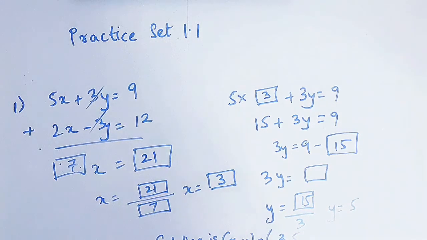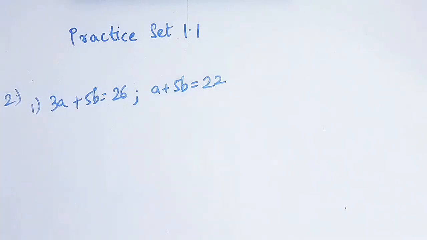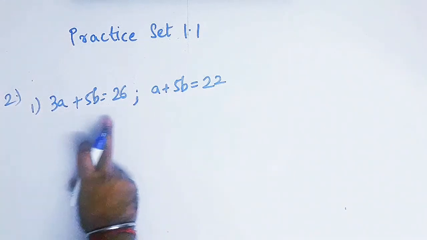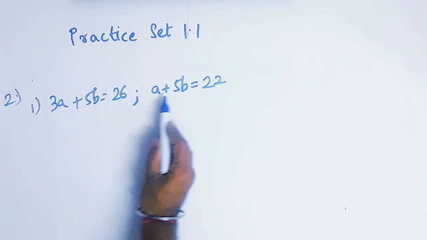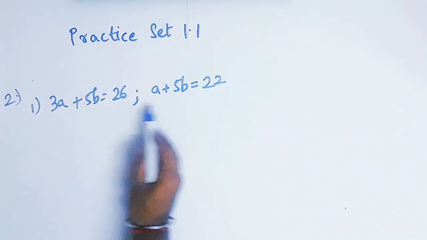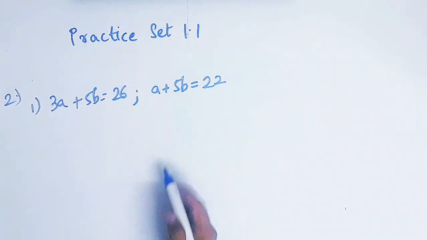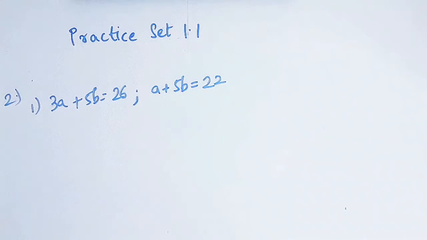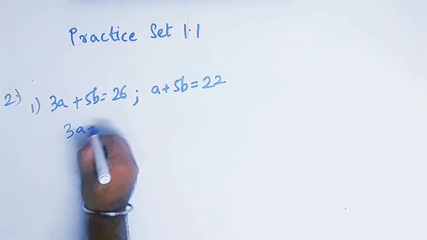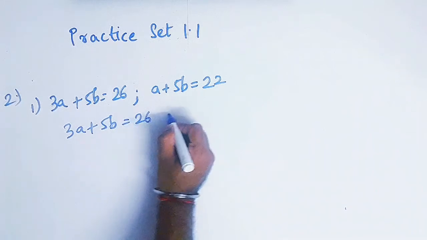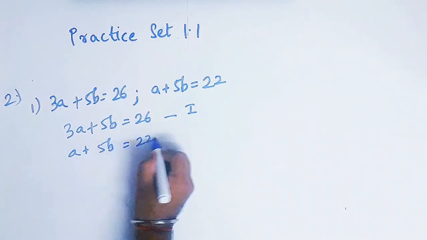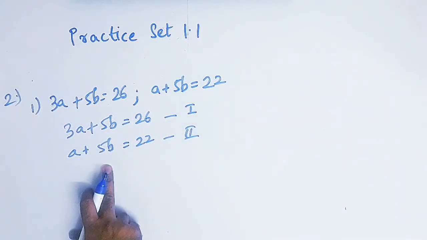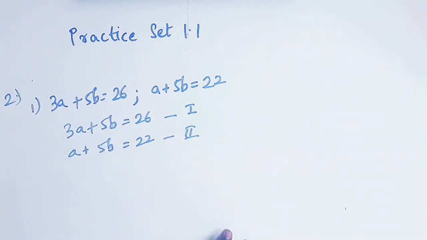Now let us begin with question number 2. The first one says that 3a plus 5b equals 26 and a plus 5b equals 22. Now you can see here we have plus 5b and plus 5b. If we add them, it will become 10b, so there is no point in adding. So what we will do, I'll give this as number 1 and this as number 2. If we subtract them, then 5b minus 5b will get cancelled.